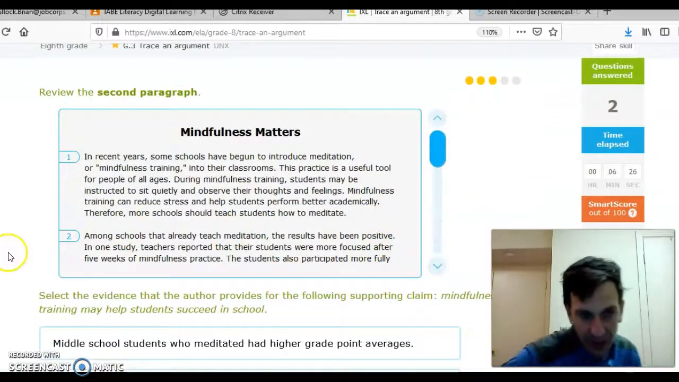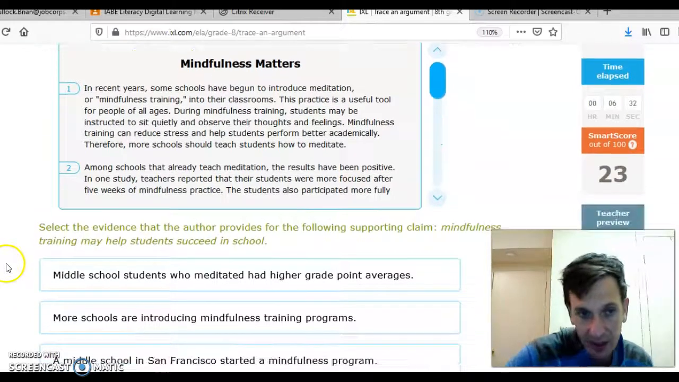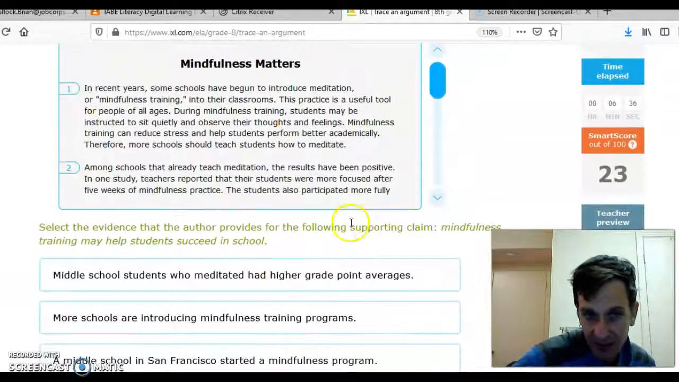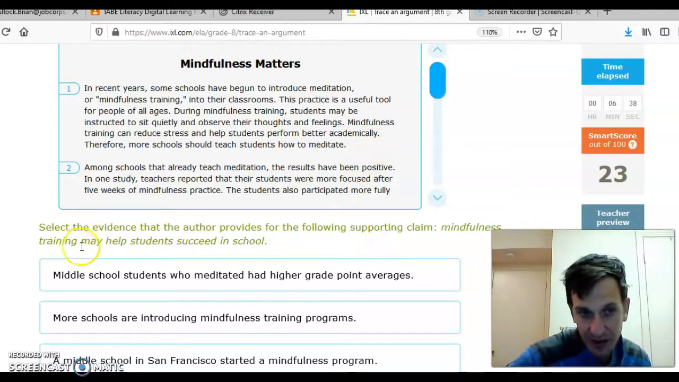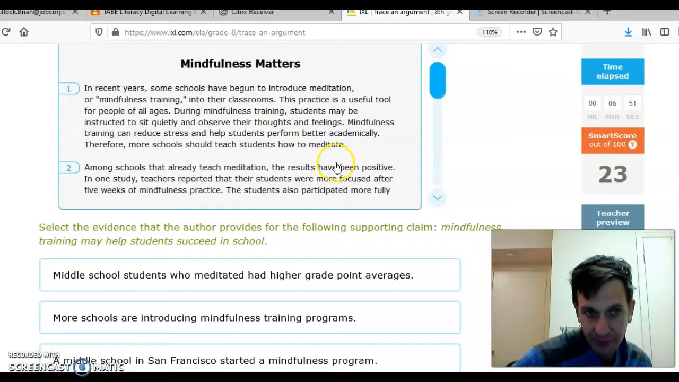Alright, now let's look at the evidence. So we found the argument, we found the claims that back up the argument. Now let's look at the evidence. Select the evidence that the author provides for the following claim. Mindfulness training may help students succeed in school. Alright, more schools are introducing it. Middle school students who meditate have higher grade point averages. A middle school in San Francisco started a mindfulness program.